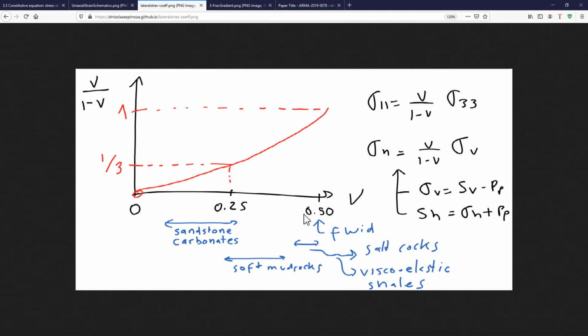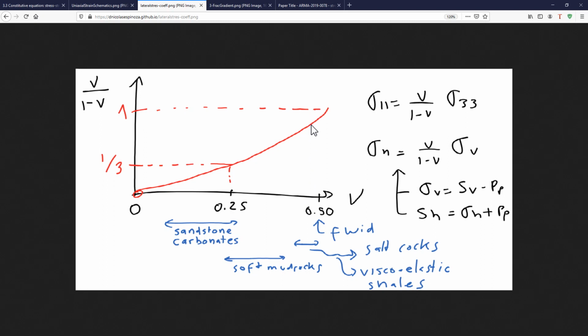Let's see the case where the Poisson ratio approaches 0.5. If you remember from solid mechanics, that means that we are getting closer to a solid which we could say is nearly incompressible or doesn't have any shear strength. In that case, when the Poisson ratio approaches 0.5, the effective lateral stress coefficient approaches 1. And this is very important because what this is telling you is that the higher the capacity of the rocks to expand sideways, which is the Poisson ratio, the higher the effective lateral stress coefficient is going to be.